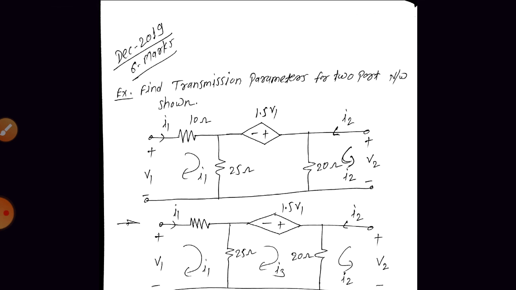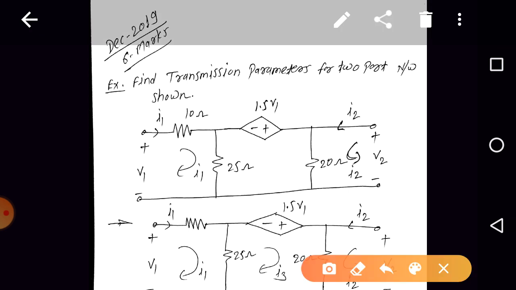Find transmission parameters for the two-port network shown in the figure. Transmission parameters are nothing but the ABCD parameters, right? In this example we have three loops, 1, 2 and 3. Now, can we reduce this network?